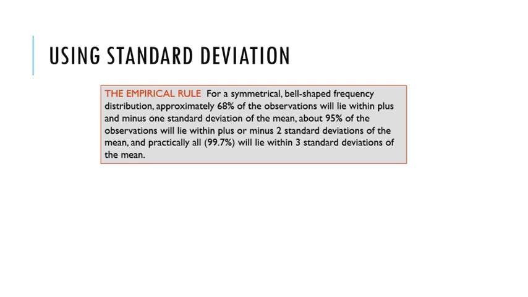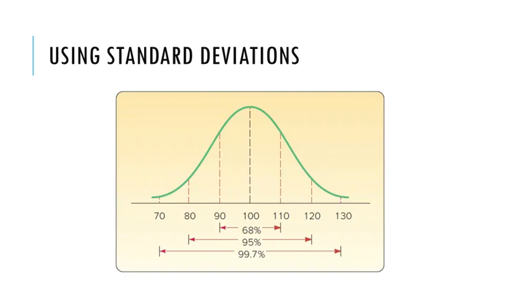If I look at 2 standard deviations from the mean, I'm going to find 95% of my observations. And if I look at 3 standard deviations from the mean, again, we're talking about above and below, I'm going to get 99.7% of all of my observations. So that's a lot. Let's take a look at a picture, and I think this will be clearer.